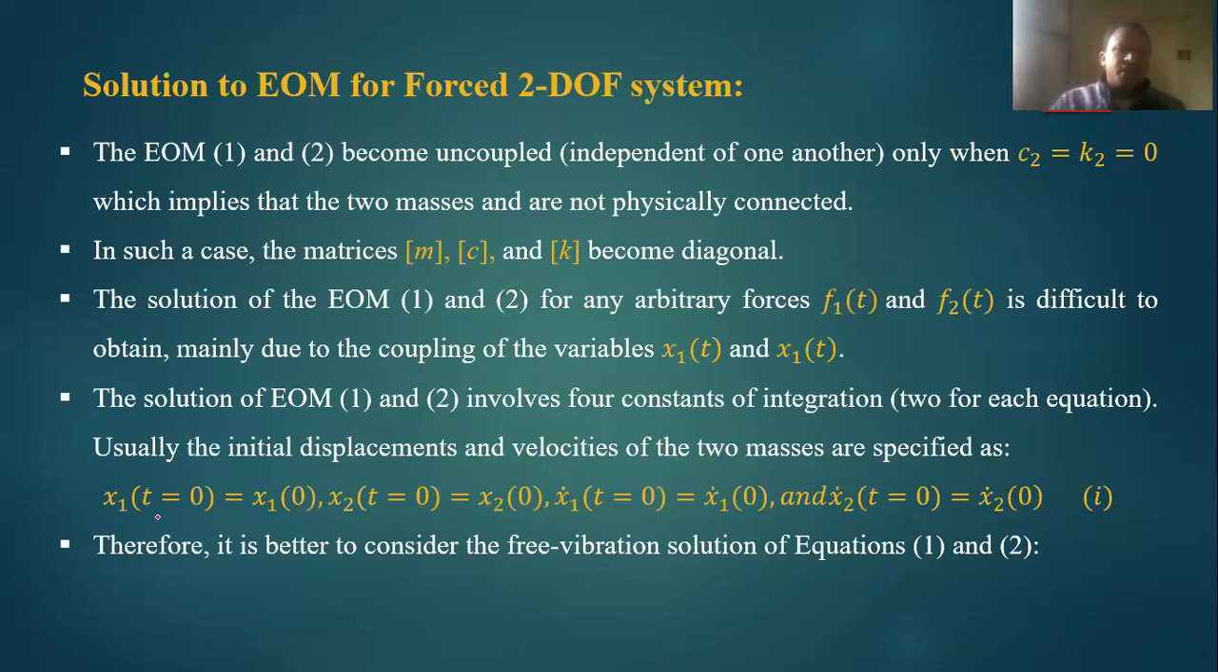So x1 of t equal to 0 is x1 of 0. x2 of t equal to 0 is x2 of 0. x1 dot of t equal to 0 is x1 dot of 0, and x2 dot of t equal to 0 is x2 dot of 0. So these are the four initial conditions we have in order to determine the four constants.